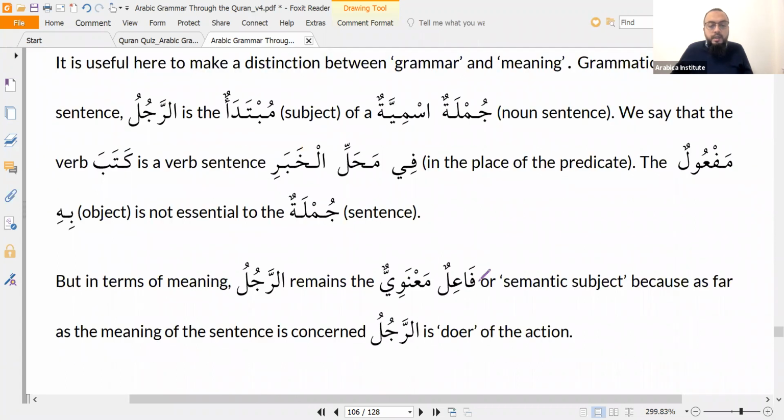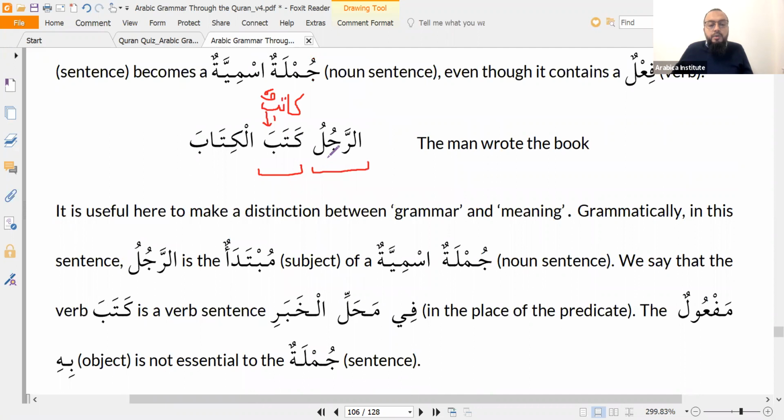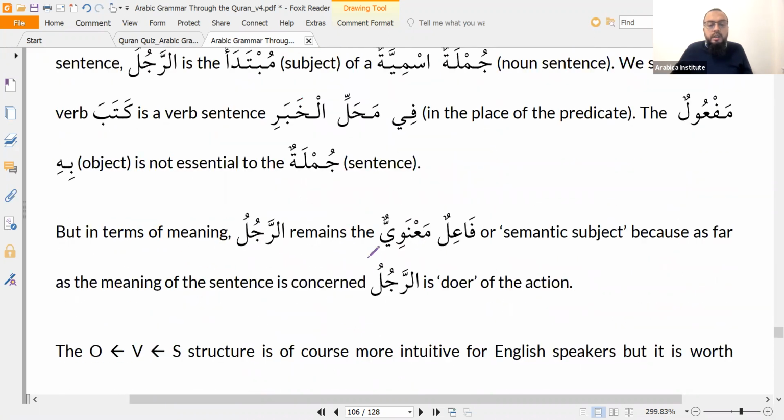Right. Now, just beware that even though we call this the mubtada and we say this is a noun sentence, in terms of meaning, of course, it is the doer of that verb, isn't it? Yeah? Because we say ar-rajulu kataba, the kataba is still being attributed to the man. So he's still doing the action. And in Arabic, we call this fa'ilun ma'nawiyyun. It is a semantic fa'il. It's still the fa'il of the verb, not grammatically, but semantically, in terms of meaning, it's the doer.